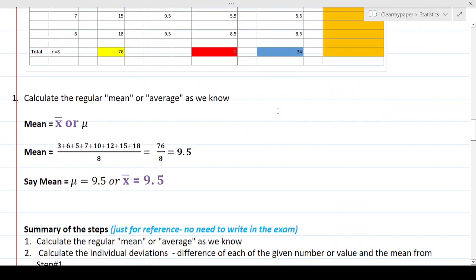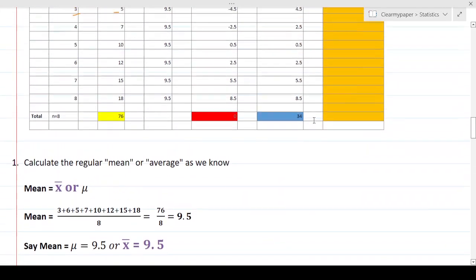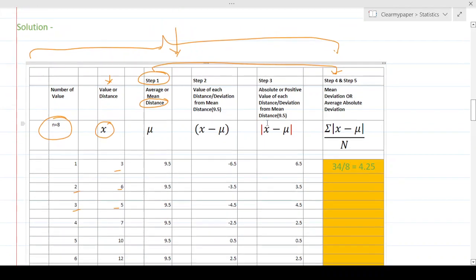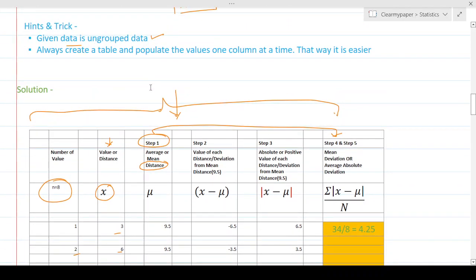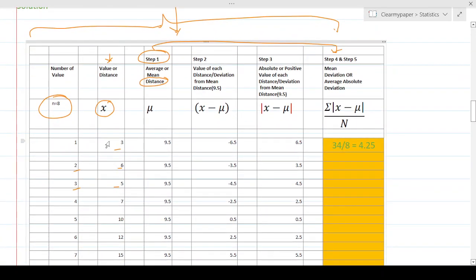And I've also copied and pasted these steps here for ease of reference. You don't have to write this in the exam, it's just for reference, but I'm just trying to number them 1, 2, 3, 4, 5, and I've tagged those numbers over here. If you see all the steps, I put them here so that you have a reference for how to do it. So put your values in the table, create a table, start building one column at a time. The very first thing is whatever is given, put that in a column, which is what we did here.